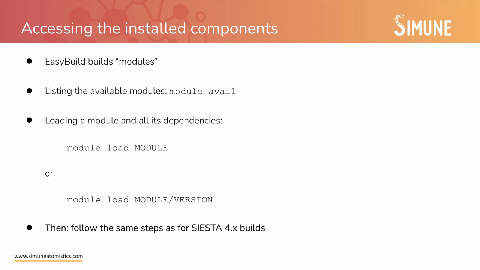Before compiling SIESTA, you need to access the components that have been installed. EasyBuild builds modules, modules in the sense of Lmod. To know what modules are available, you just type module avail and you will get a list. Then to load the modules you need, you type module load and the name of the module, and a specific version if you want to be more precise. Once this is done, you can build SIESTA as we explained in the SIESTA 4 case.